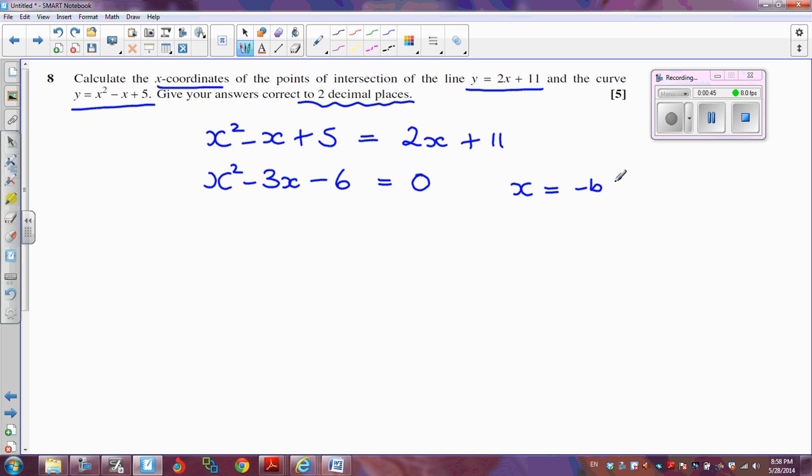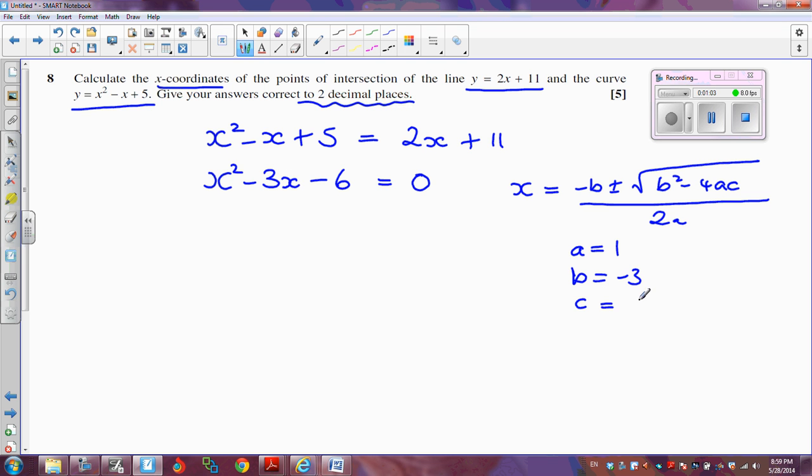So it's going to be minus b plus or minus the square root of b squared minus 4ac, all divided by 2a. And in this case, a is equal to the number of x squareds, which is 1. b is equal to the number of x's, which is minus 3. And c is equal to this number here, which is minus 6. So let's start putting in the numbers.